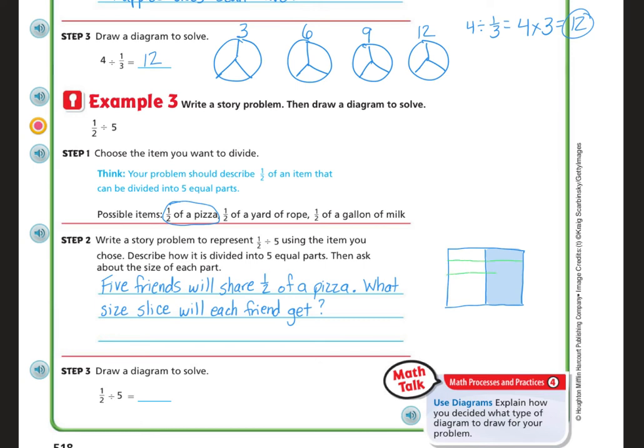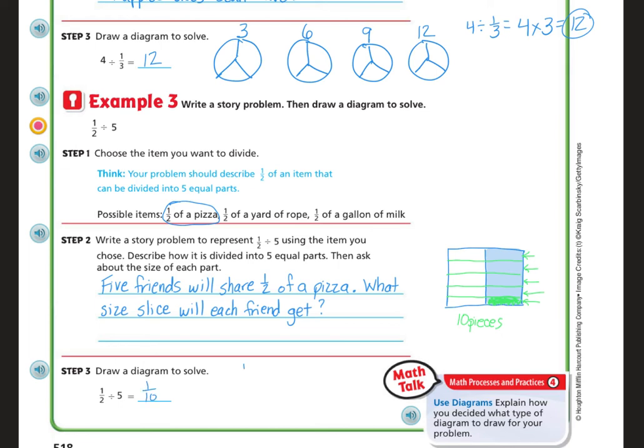One, 2, 3, and 4. That's going to give me 5 slices. See, 1, 2, 3, 4, 5. So each friend is actually going to get one of these pieces. So how many pieces now do I have in total? I have 10 pieces in total here, okay? 10 pieces. Each friend is going to get one of those 10 pieces. So each friend is going to get 1/10. So half divided by 5 is 1/10.